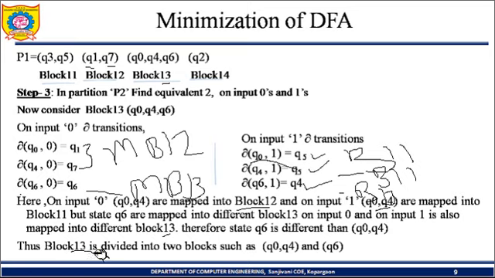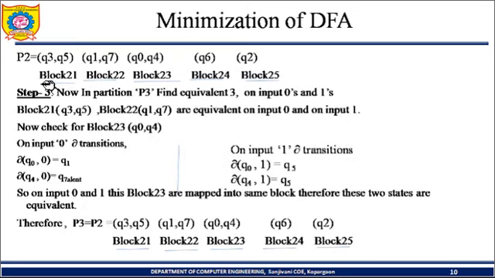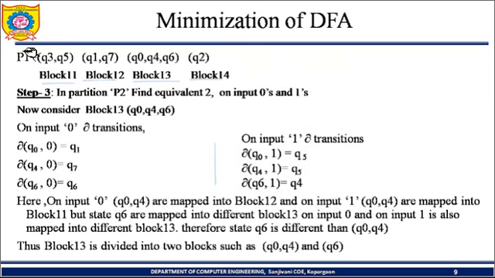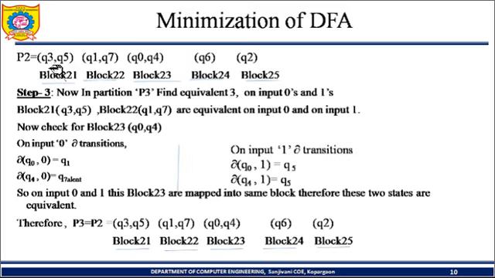Therefore block 1 3 is divided into two blocks such that Q0 and Q4 are in one block and Q6 is in another block. So we have written the P2 partition with the help of this. P2 partition will become like this. Previously you can see P1 having this in one block, but in P2 these two states are identical, so we have written them in one block. These two are identical, so these two are in one block. These we have divided: Q0 Q4 Q6 into two different blocks, Q0 Q4 and Q6.